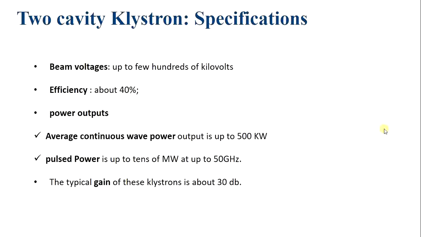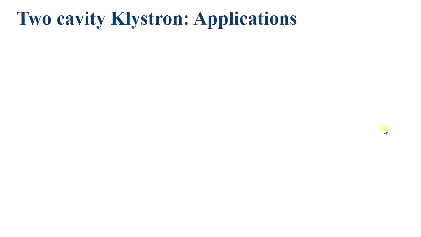So these are some of the specifications of the practical klystron. It has beam voltages up to a few hundreds of kilovolts. Efficiency is around 40%. About power outputs, the average continuous wave power output is up to 500 kilowatts. Pulse power is up to tens of megawatts at up to 50 gigahertz, and the typical gain of klystrons is about 30 dB. Let's see the applications of the two cavity klystron.